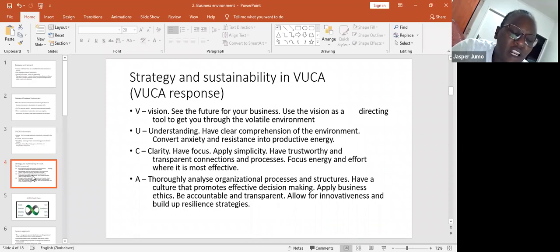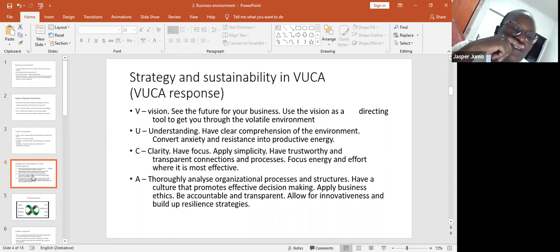The environment is volatile, it can erupt anytime. Remember, we said volatile means anytime it can erupt, but you have to set a path for yourself to say, my business is moving in this direction. So once you have a vision, you can remain sustainable.